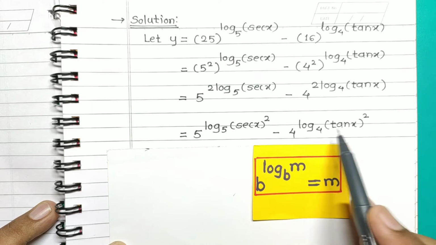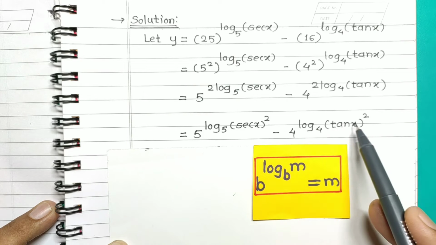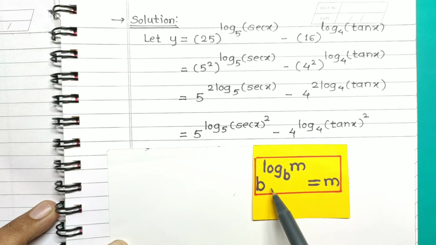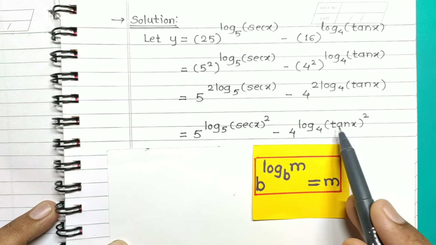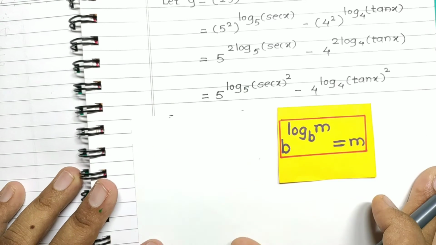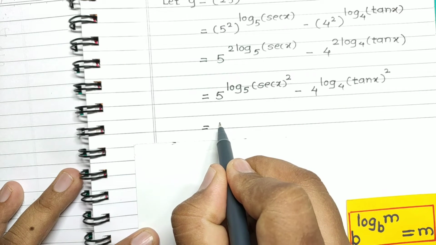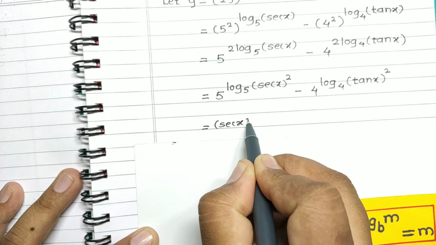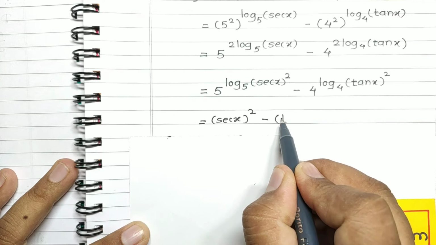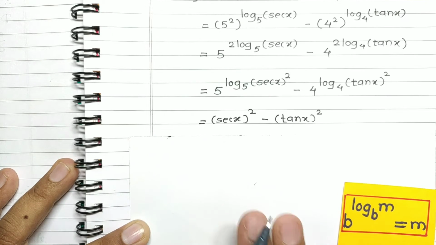And same for the next term. See here, b is 4 and in the logarithmic term also the base is the same, 4. So using this result we can write this term just as tan x square. So you write down this term as just sec x bracket square minus tan x bracket square. See how this formula is useful to us.